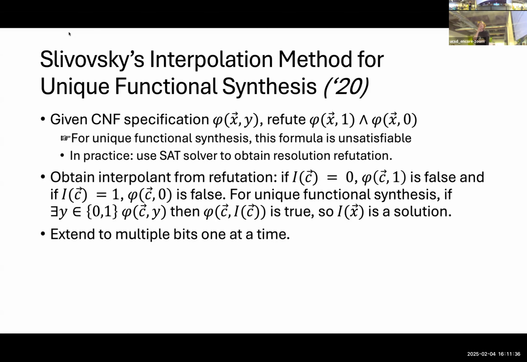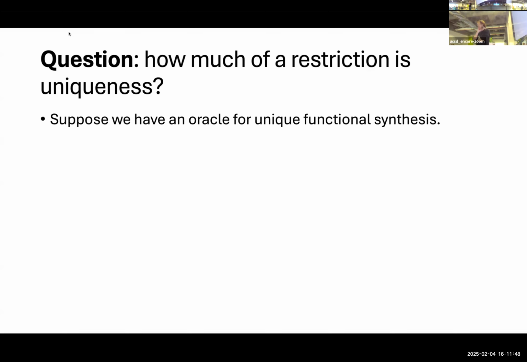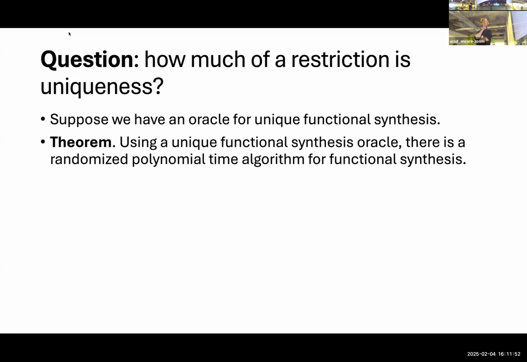How far could we push this? How much of a restriction was uniqueness? And so for right now, what I'm going to do is I'm going to assume for the moment that I have an oracle that solves unique functional synthesis for me. And I'm going to show I can get a polynomial time randomized algorithm for general functional synthesis using my unique functional synthesis oracle. Yeah, Ilya?